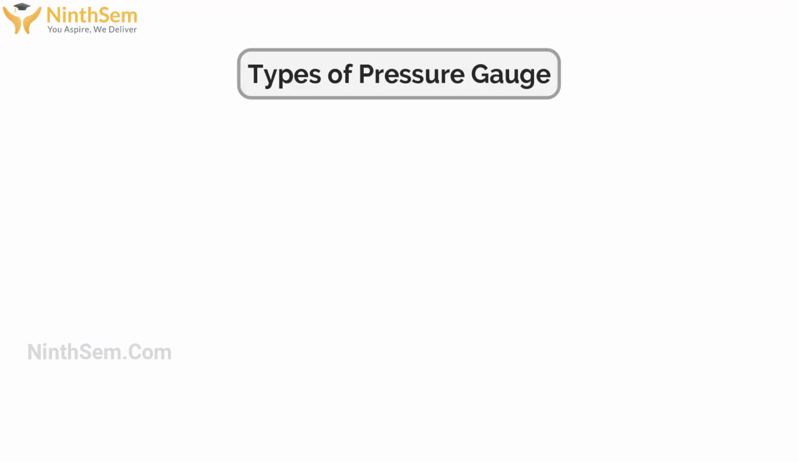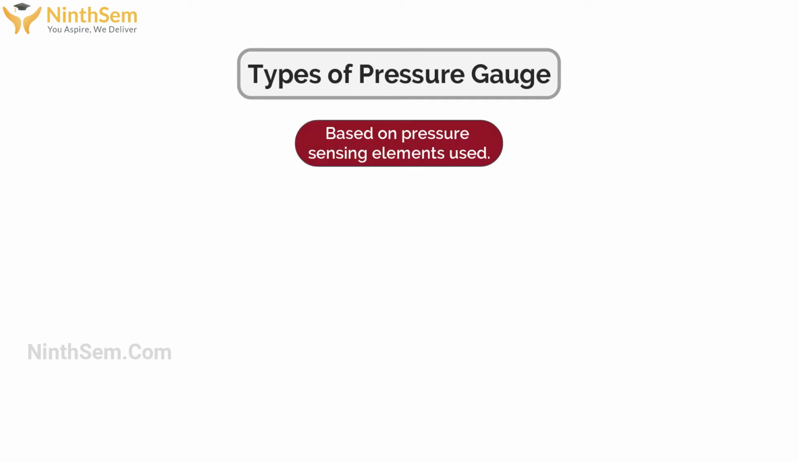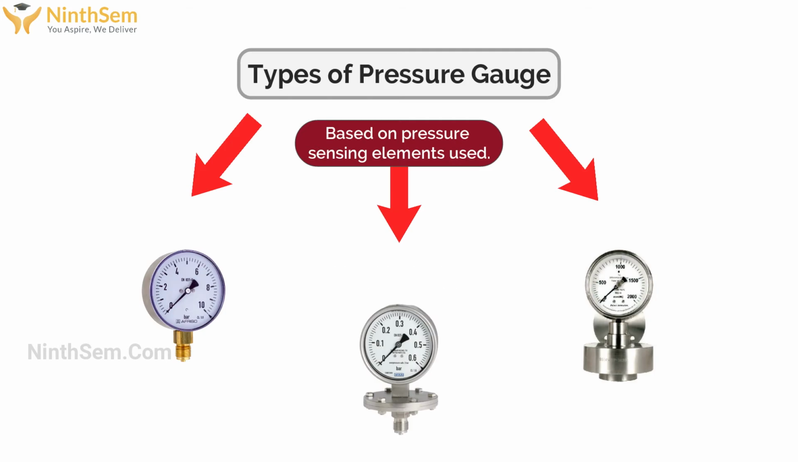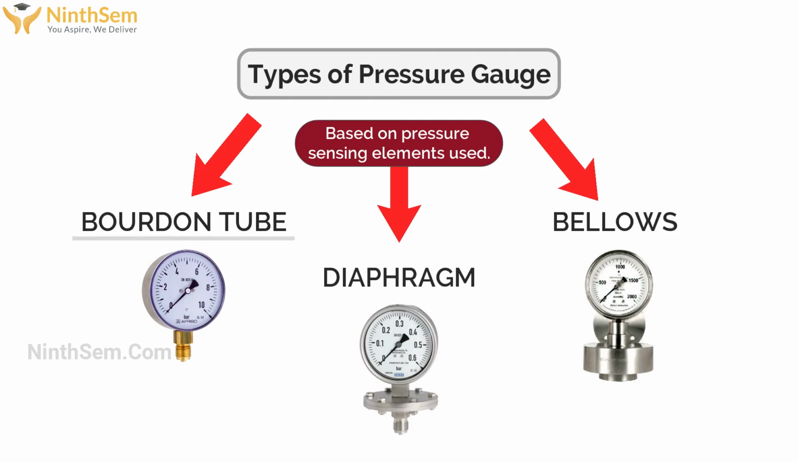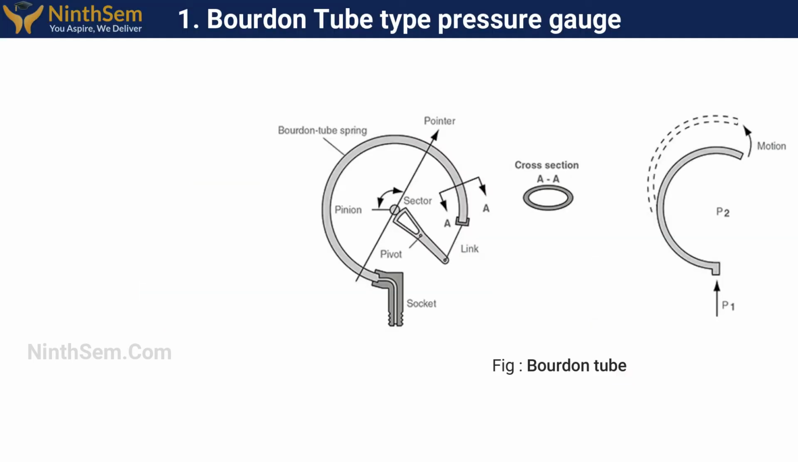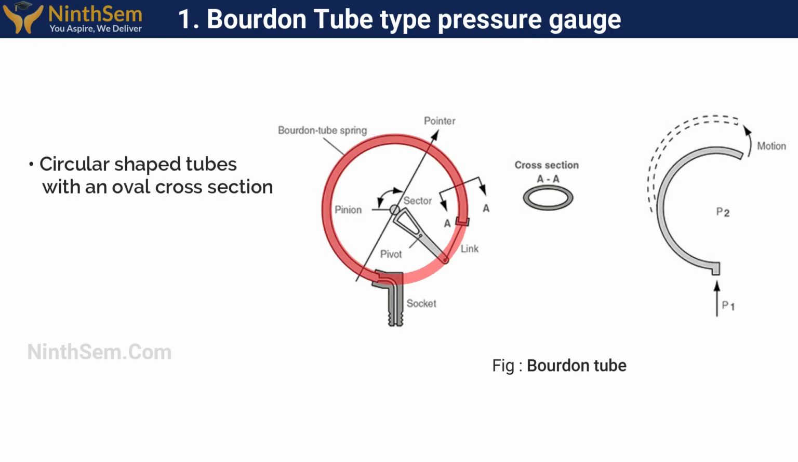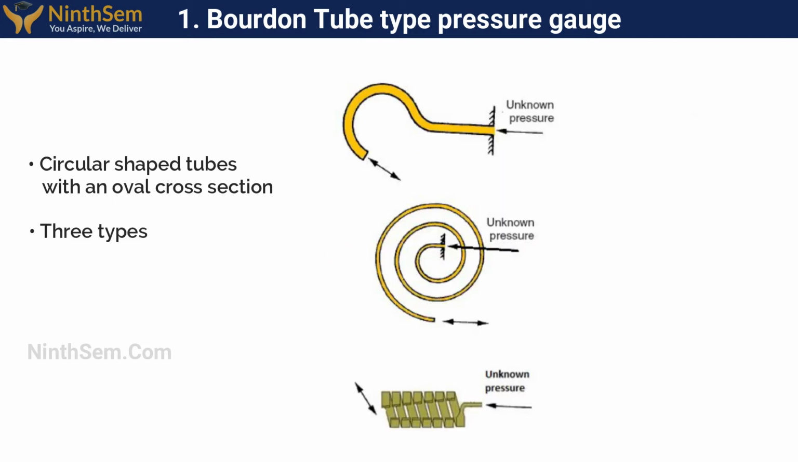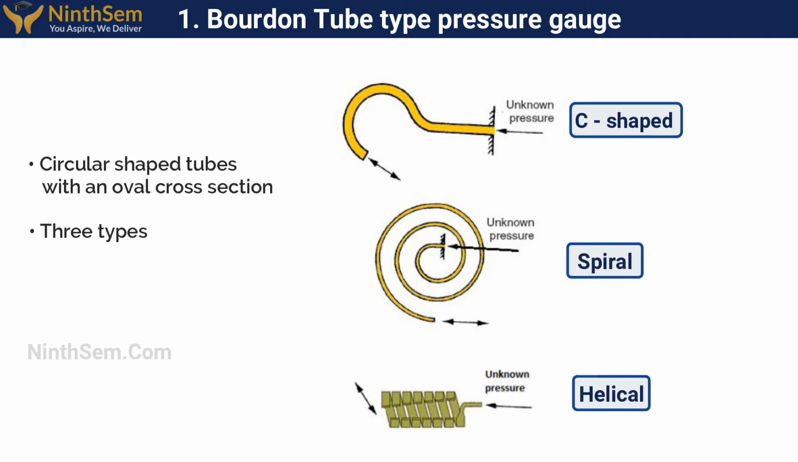So what are the types of pressure gauges? Based on the sensing element used inside the gauge, there are mainly three types of pressure gauges. What are those? They are Bourdon tube, diaphragm and bellows. So first, let's start with the Bourdon tube pressure gauge. As you can see in the figure, the Bourdon tubes are circular shaped tubes with an oval cross section. They are mainly of three types: C-shaped Bourdon tube, helical Bourdon tube, and spiral Bourdon tube.